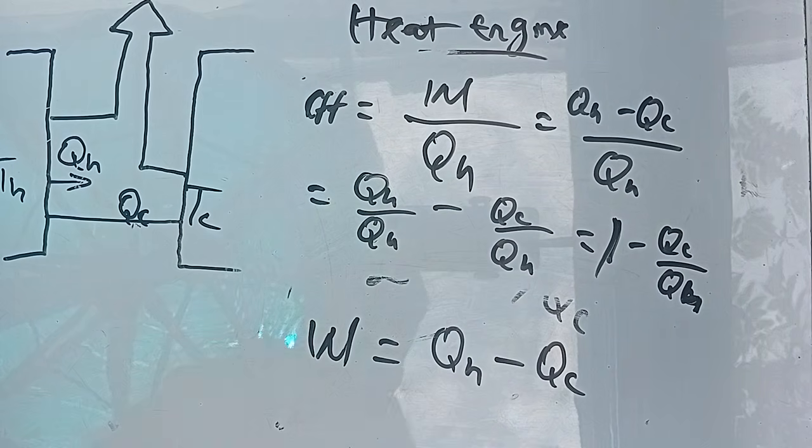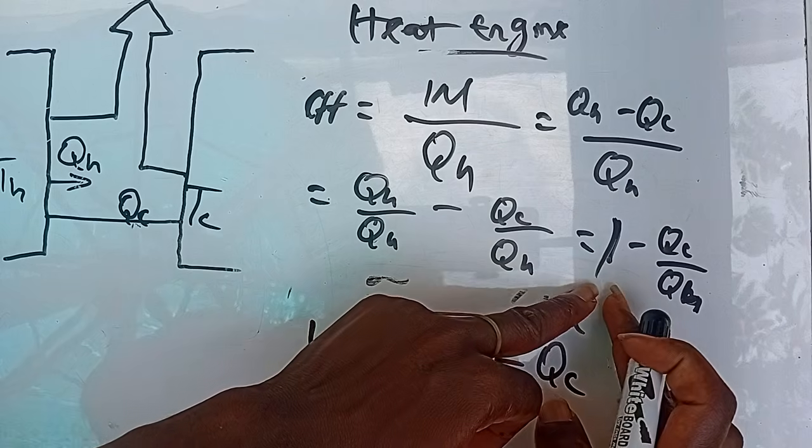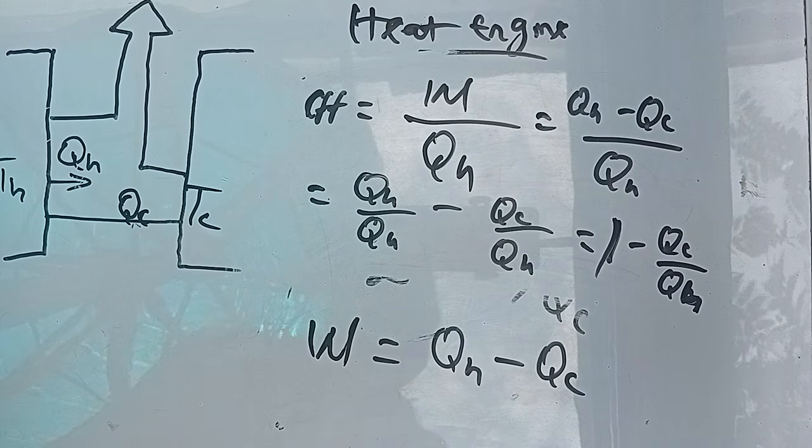I hope that's clear. But take note, the efficiency of a heat engine can never be equal to 1, which means it can never be 100%. If it is 1, that's 100%. If it's 0.25, that's 25%. If it's 0.5, that's 50%. So it can't be 1, that means it can't be 100%. Only a perfect engine can be that, and a perfect engine does not exist. An engine with efficiency of 100% doesn't exist.